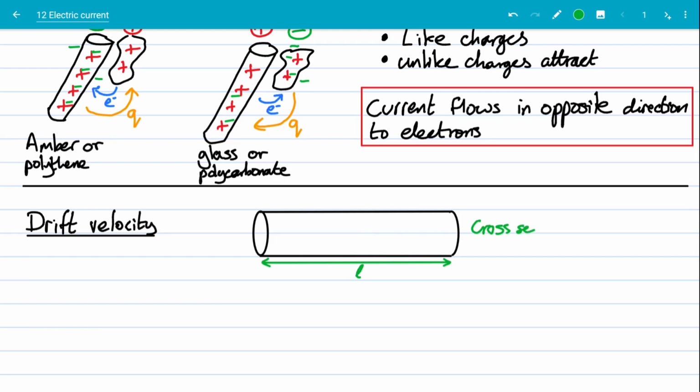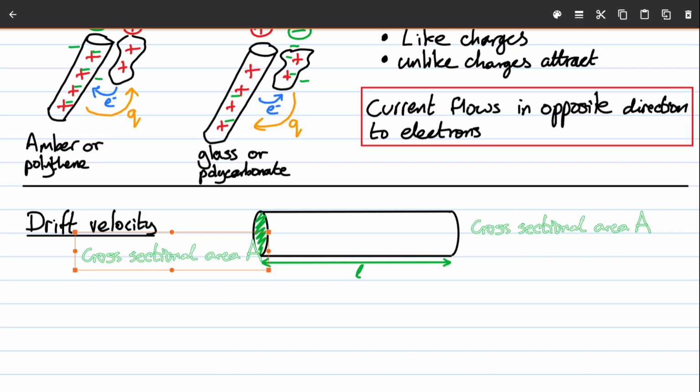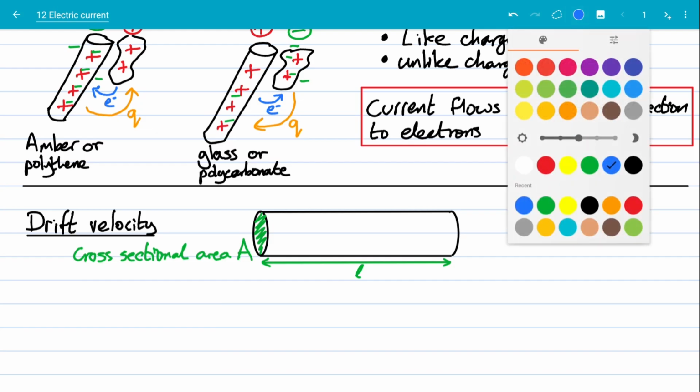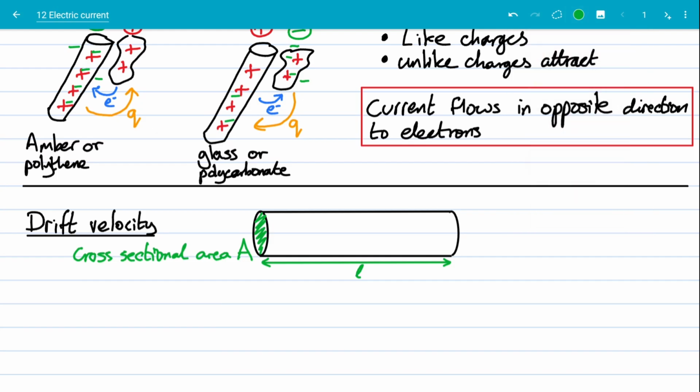Let's imagine that it is cylindrical, so we could use a diameter, but I'm just going to use cross-sectional area. That's the cross-sectional area of sort of this face here. So maybe I should move that label cross-sectional area to the other side then. And that wire contains charges, lots of them. And these charges are going to flow. Now, we can talk about electrons, of course, and let's imagine that those electrons are all going to be flowing in one particular direction.